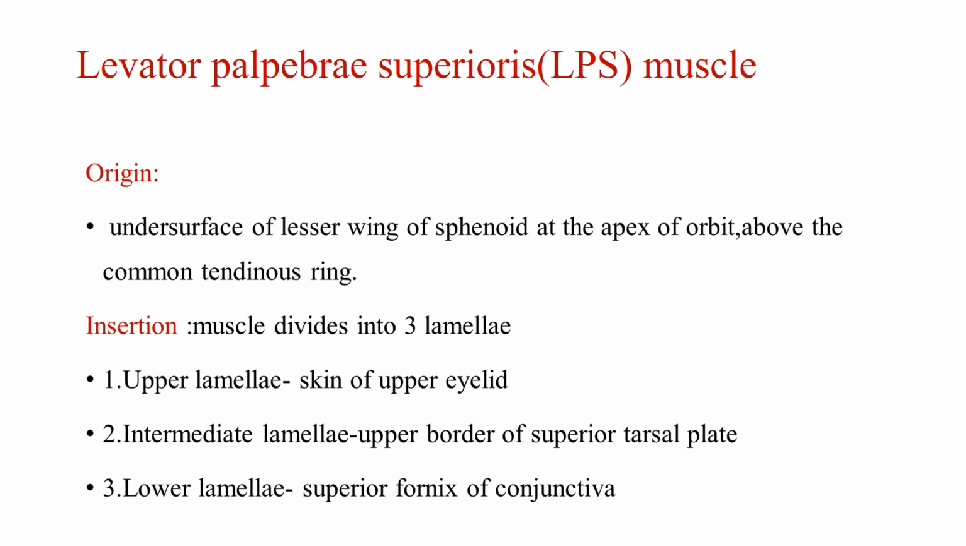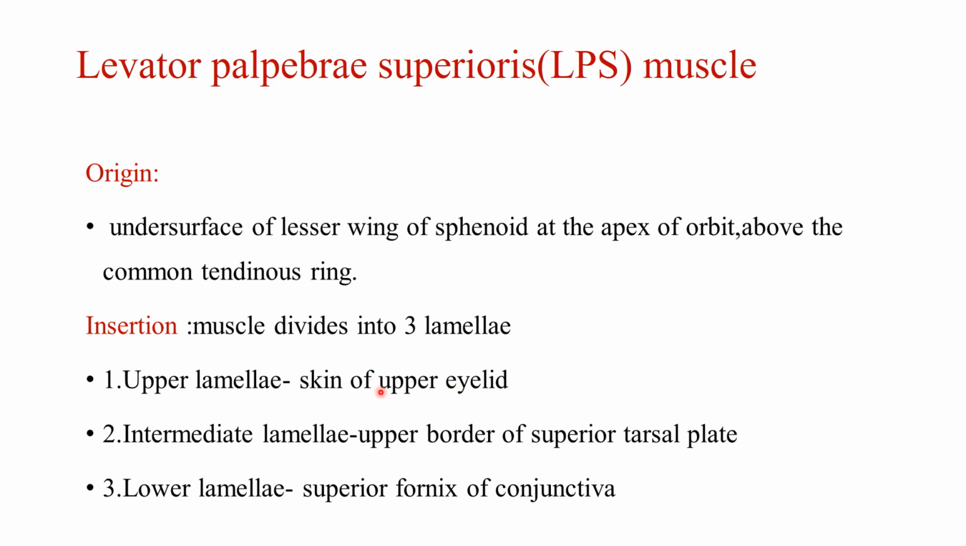As for the Levator Palpebrae Superioris muscle, we are going to see in detail the origin, from where it takes its origin. It takes origin from the undersurface of the lesser wing of sphenoid at the apex of the orbit above the common tendinous ring. And insertion, it is divided into 3 lamellae: the upper lamellae, intermediate lamellae, and the lower lamellae. Upper lamellae is inserted into the skin of the upper eyelid.